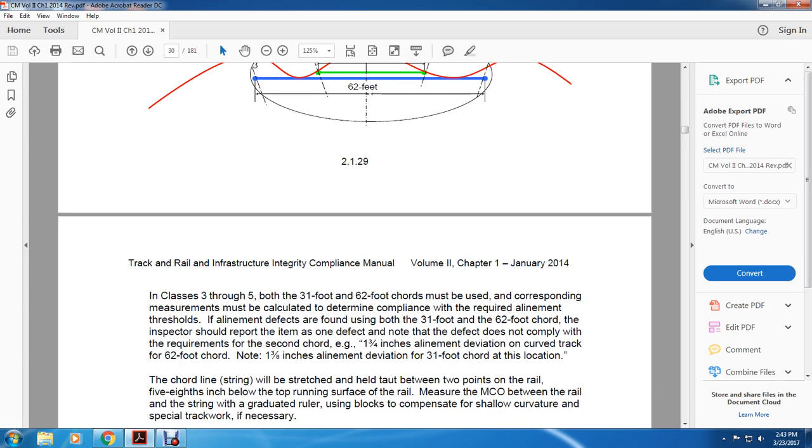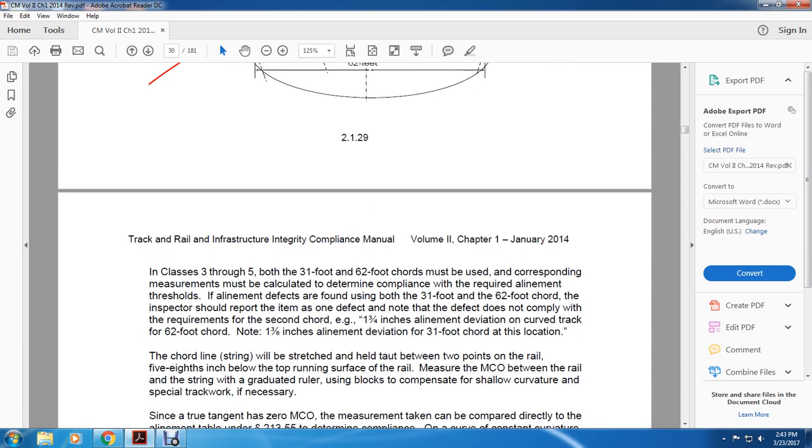Alignment defects are found using both the 31-foot and 62-foot chord. The inspector should report the one defect not complying with the requirements of the second chord, with 1 3/4 inch alignment deviation with the curved track 62-foot chord. One notes that 1 3/8 of an inch alignment deviation of the 31-foot chord is the location.